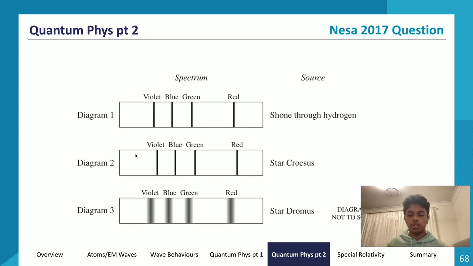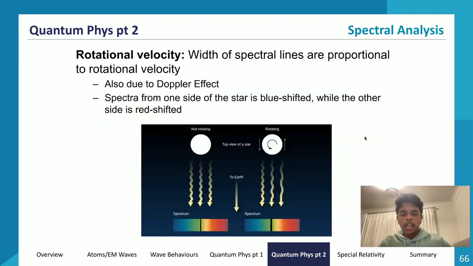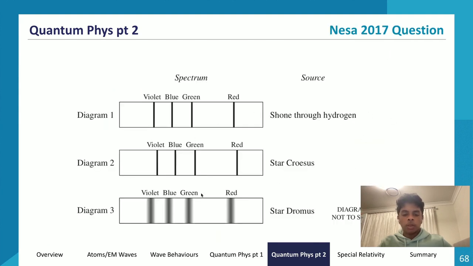So that segues us onto translational velocity. Let's look at this pattern. In diagram 2, it has the same pattern, but it's shifted towards the right, right? So this entire set of spectral lines is shifted towards the right slightly. What does that mean? Well, if it's shifted more towards the right, then it's going to be red shifted. It's more shifted towards the red end of the spectrum, right? If it's shifted towards the red end of the spectrum, what does that mean? It means that the star is moving away from us, right?